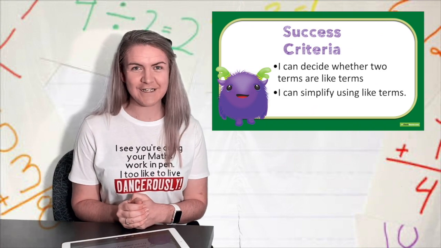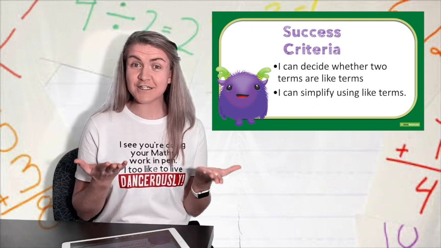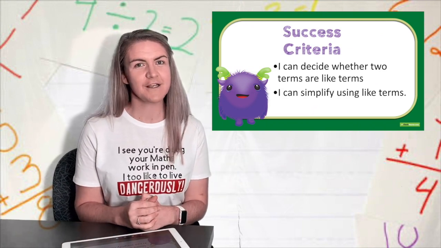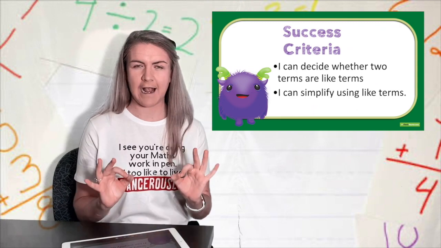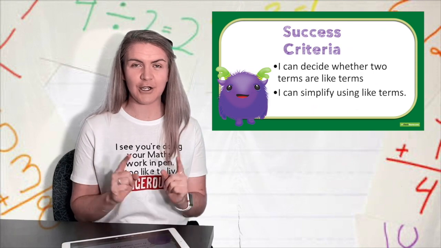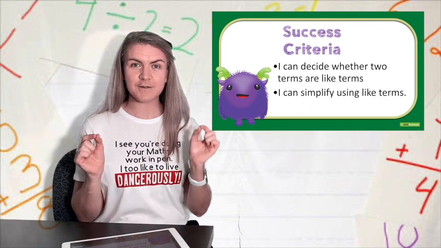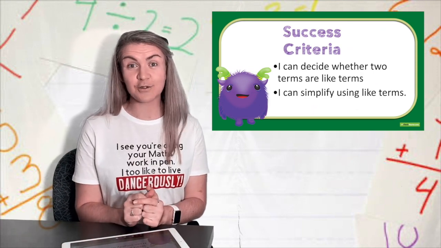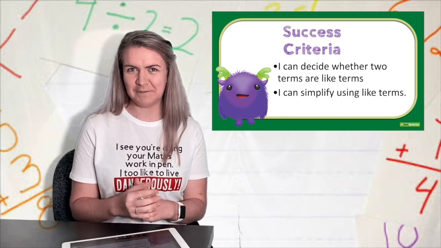All right, I hope you can now see that if you look at two terms, you can decide whether or not they're like terms by checking if the pronumerals are exactly the same. Once you have identified that they are like terms, I hope you can tell how to add or subtract their coefficients in order to make your expression simpler.